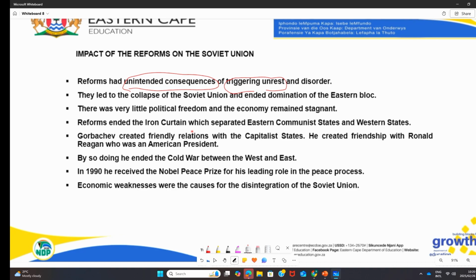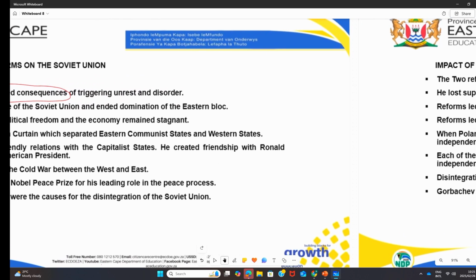By so doing, he ended the Cold War between West and East. Cold War means tension between East and West. Tension which is caused by political differences. In 1990, he received the Nobel Peace Prize for his leading role in the peace process. Economic weaknesses were the causes of the disintegration of the Soviet Union. Now, when again you look at the Soviet Union, what happened?